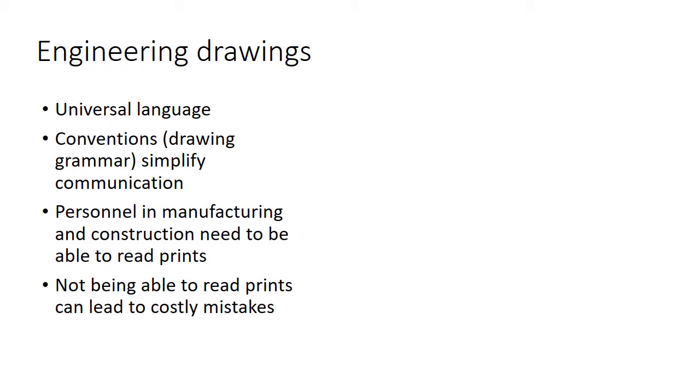Personnel in manufacturing and construction need to be able to read blueprints. If you can't read blueprints, you're sunk. You're going to be welding garbage cans or dumpsters. If you want to make the big kid money, you've got to be able to read blueprints to be that top dollar hand. Not being able to read blueprints can lead to costly mistakes. It can cost tens of thousands or hundreds of thousands of dollars depending on what's going on. So you really need to understand how to read blueprints.